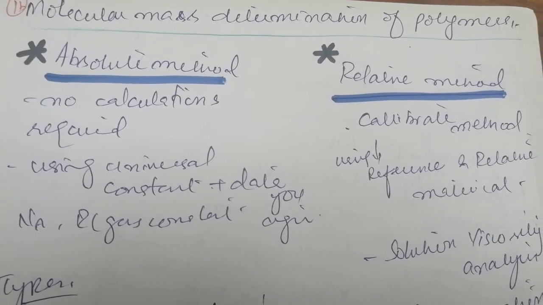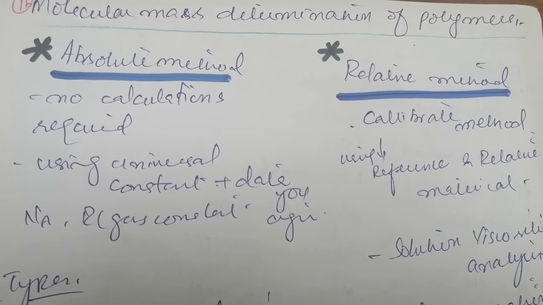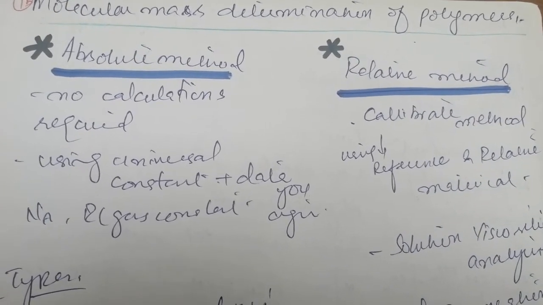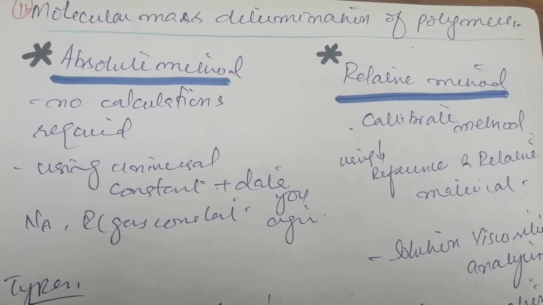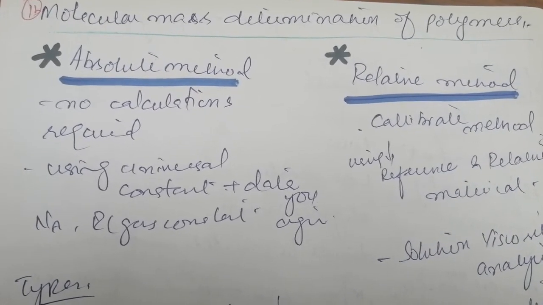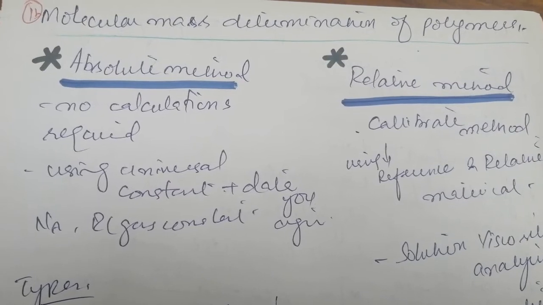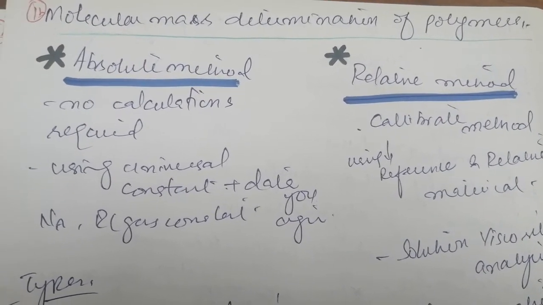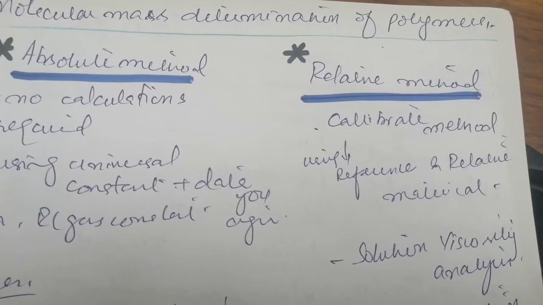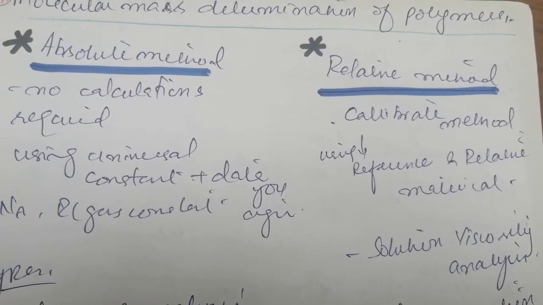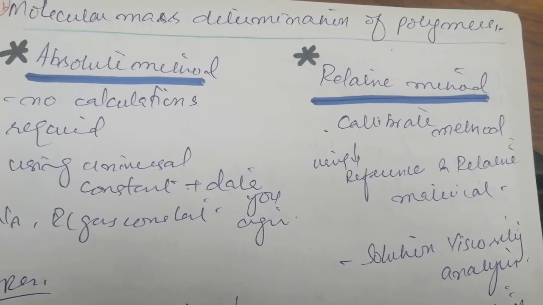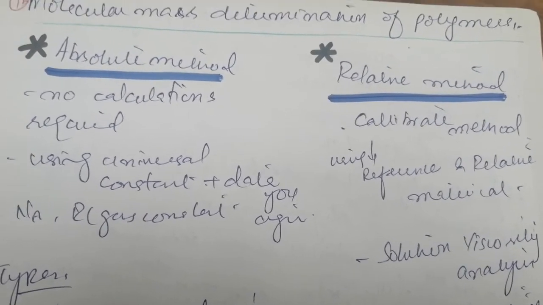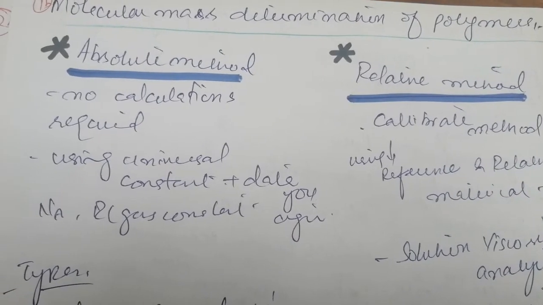In the absolute method, we're not using any kind of calculations. We're just considering the universal constant and the data we will get, and then we are multiplying them and using different formulas. We are getting the information, right? Like you can use the universal constants like Avogadro's number, universal gas constant, or things like that. While in the case of a relative method, we need to calibrate them and we need to use the reference, and then relate it with the reference material, and then we end up with any kind of a conclusion, right?